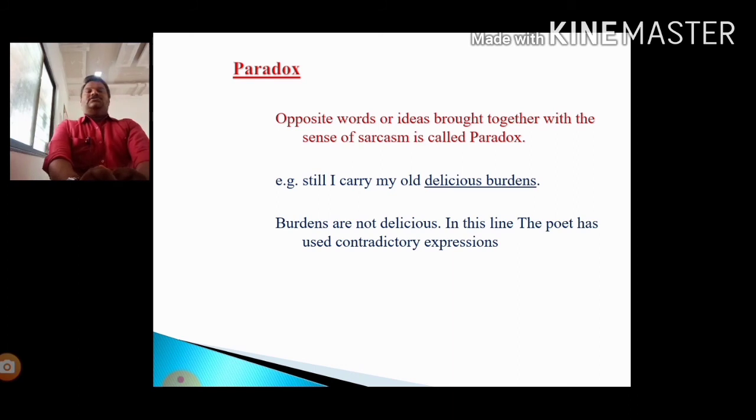The next figure of speech is paradox. Paradox means what? Opposite words or ideas are brought together with the sense of sarcasm. Paradox is the use of opposite words or ideas. That is paradox. You will understand after this example.